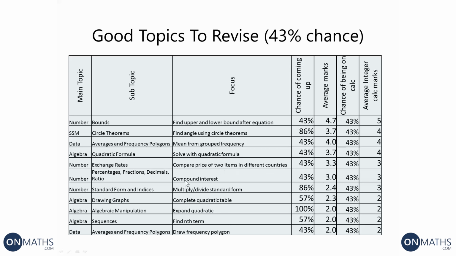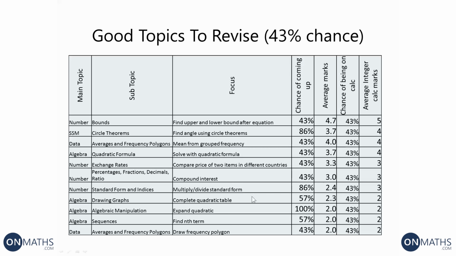Compound interest in some form is likely to come up. You need to know how to make a multiplier. So if something goes up by 15%, you need to know that you do 100, which you always start off with, plus the 15% to make 115. And to make it into a multiplier, you divide by 100, so 1.15. You then do it to the power of the amount of years that you get the 15%. So if it's a bank account, 15% for 5 years, you do it to the power of 5.